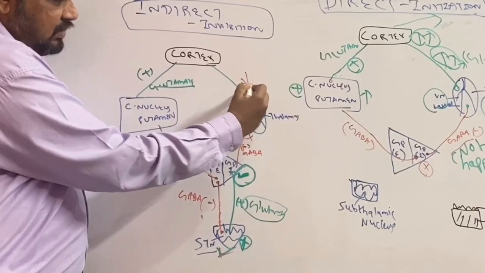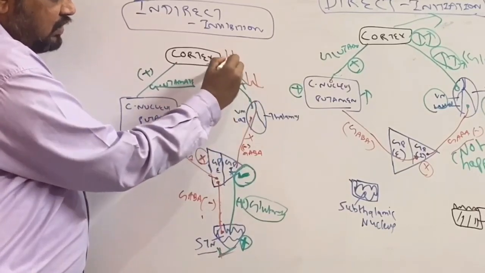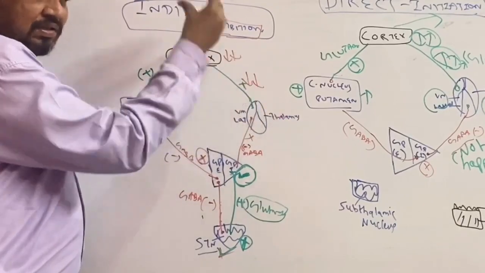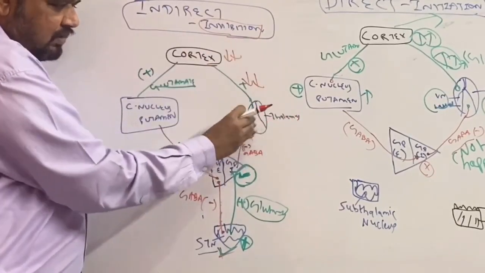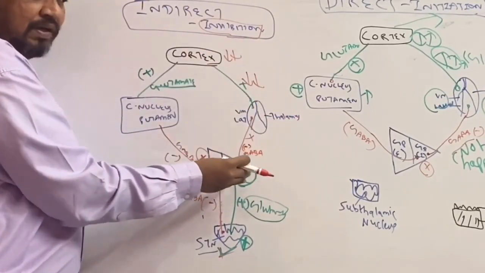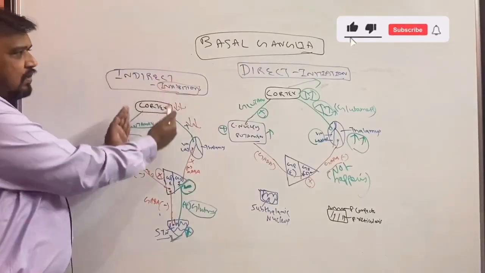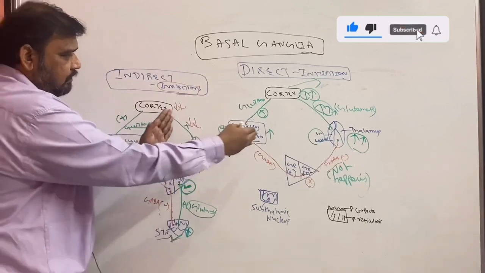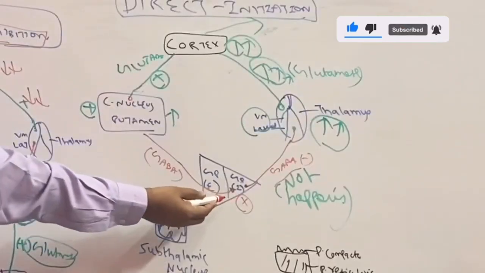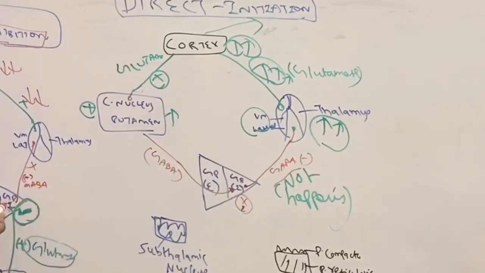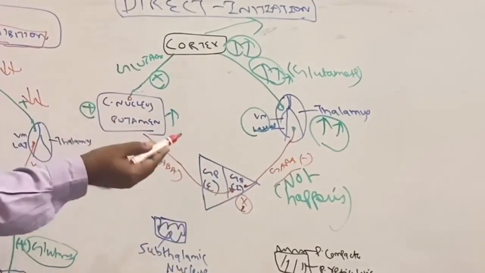So what happens here? There is a decrease, and the cortex is decreased, and there is inhibition. So why is the thalamus decreasing the signals? Because the thalamus is inhibited by the globus pallidus interna, which is active. Now this is the indirect pathway, which causes inhibition. Now compare this diagram with this diagram. See here, the globus pallidus interna is inhibited. See here, the globus pallidus interna is excited. So the remaining you can understand.